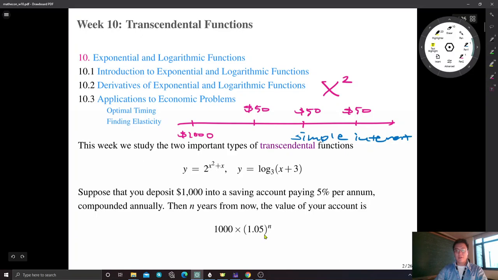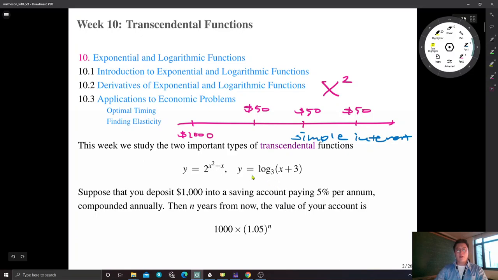So regarding this, the value of your account as a function of n. So for each number n, this function gives us the value of the account. So the future value of the account, okay, and the future value follows some exponential function. All right. So when we compute the future value, exponential function appears.